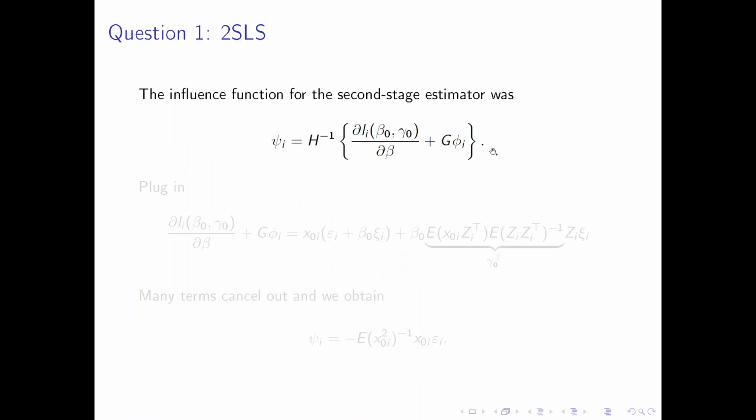And then we are going to use this formula. This was the influence function for the GMM. I mean, two-stage least squares, the two-stage estimator, where phi is the first stage influence function, and this is the derivative of the loss function of the second stage. And then plug in all the things.